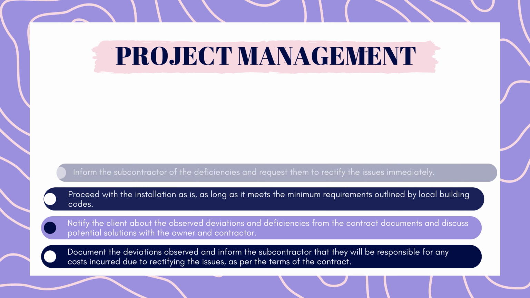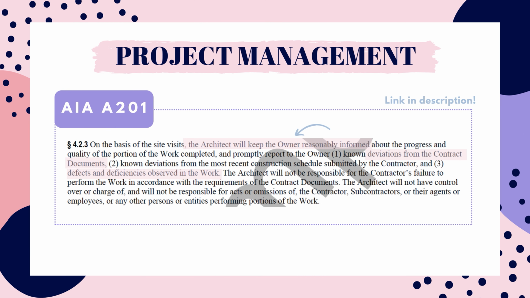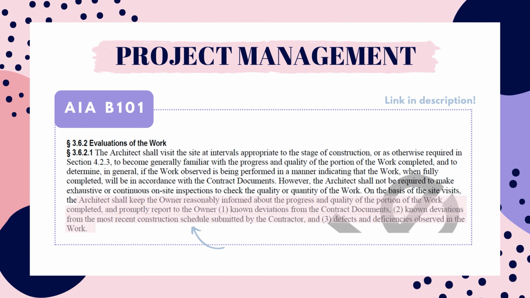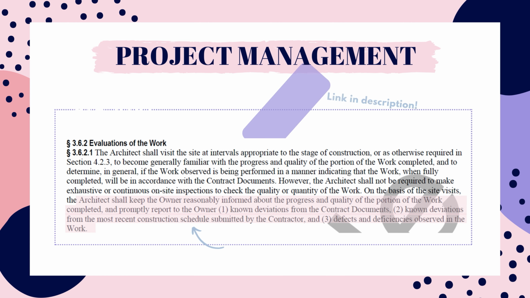So A201 states that the architect will keep the owner reasonably informed of deviations from the contract documents and any observed defects and/or deficiencies. This is also the exact statement noted in B101. And the third item the architect must keep the owner informed about are deviations in the construction schedule. While that one's not related to our question, make sure you remember that one as well when you're testing.